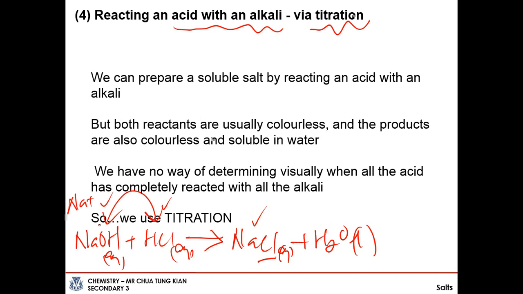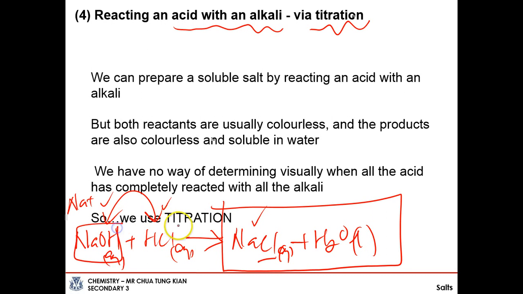So in order to ensure that at the end of the day, I only have NaCl plus water, I must make sure that all of this reacts completely with all of this. So they are gone. What is left is just NaCl plus H2O. And then for NaCl, I can evaporate to dryness without worry of any contamination. So to ensure that all the sodium hydroxide reacts completely with all the acid, the method which we use is titration. We can control the volume added, and we use indicators to see when all the acid has reacted with all the base.